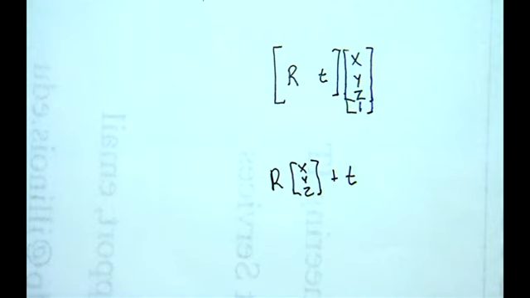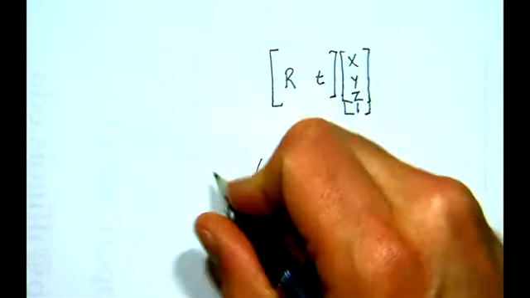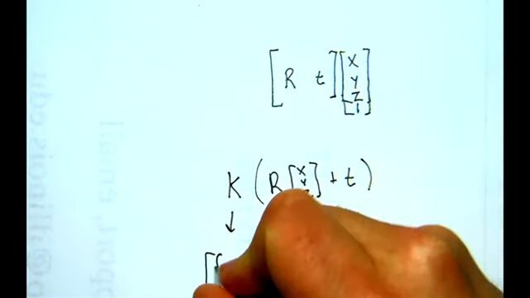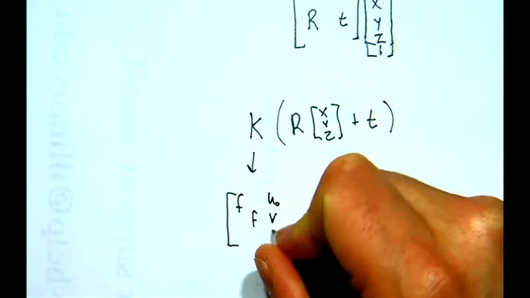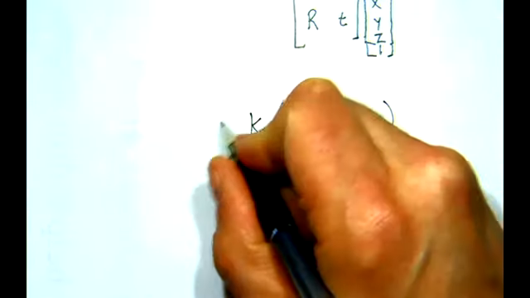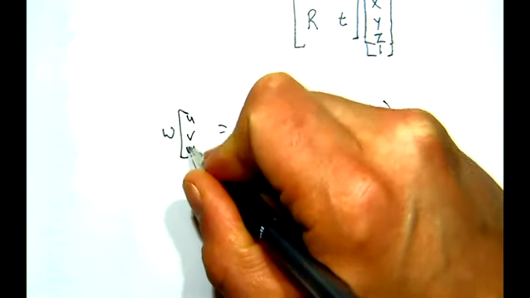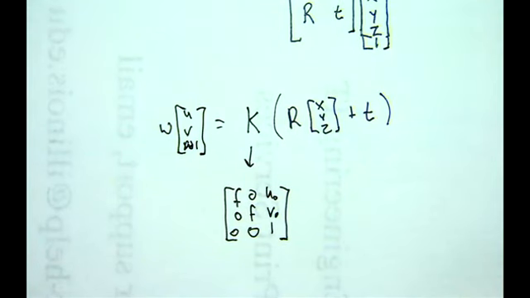Then that gets projected down. This together is multiplied by some K, which is typically f, f, u naught, v naught, 1, which maps the point to homogeneous coordinates u, v, w. So K maps it from the 3D point in the camera coordinate system down to somewhere on the image plane.